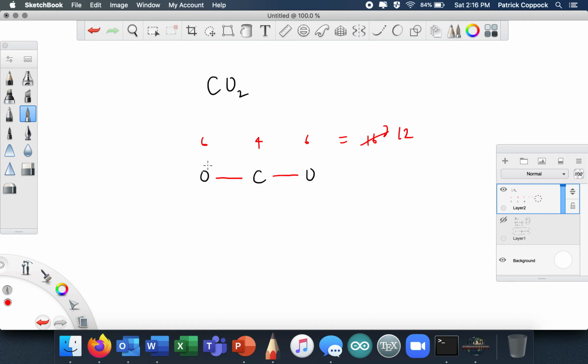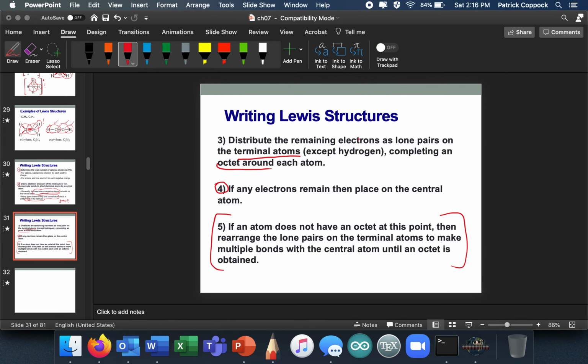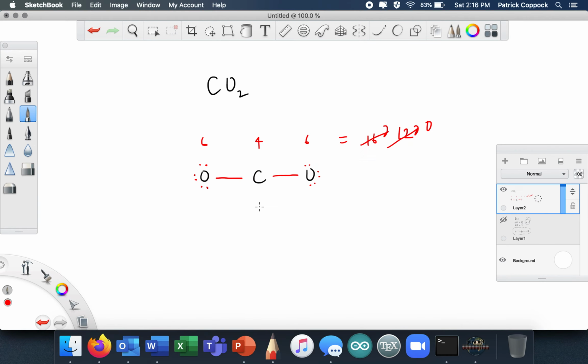Now it says put all the extra electrons on the terminal atoms to make sure they have filled octets. Okay? So I've drawn all the valence electrons on there now. That was step 3, distribute the remaining electrons as lone pairs, completing the octet. Now 4, if any electrons remain, place them on the central atom. There are none extra. Now number 5, if an atom does not have an octet at this point, then rearrange the lone pairs on the terminal atoms to make multiple bonds with the central atom until its octet is complete.